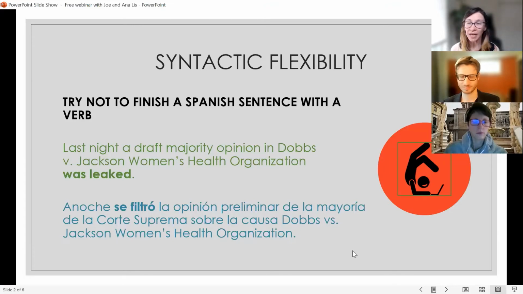Now, in Spanish, that is correct. The problem with that is that by the time we finish the sentence, we have already forgotten the subject. We are already forgetting what we're talking about. So a way to improve this and make it smoother and more natural is to put the verb at the very beginning. So you would have, anoche se filtró la opinión preliminar de la mayoría de la Corte Suprema sobre la causa Dobbs versus Jackson Women's Health Organization. A tiny syntactic change makes the whole difference in this sentence. That is complex, it's long, so try not to finish a Spanish sentence with a verb.